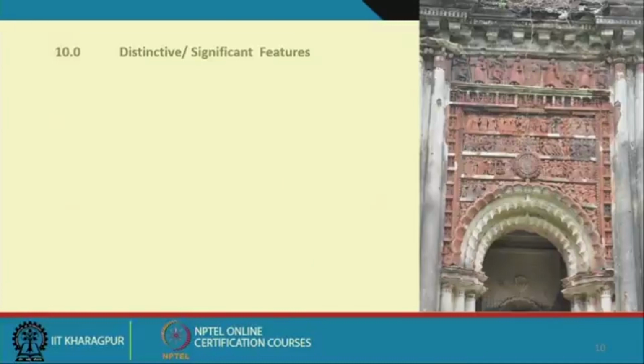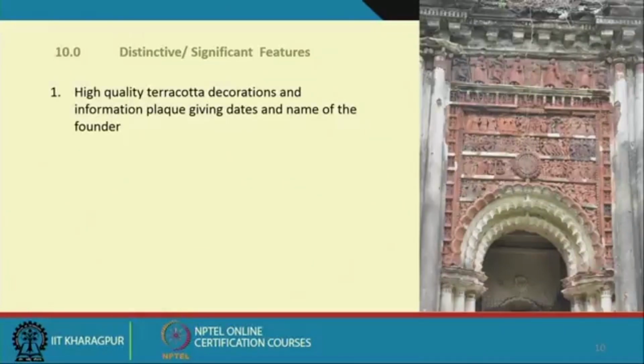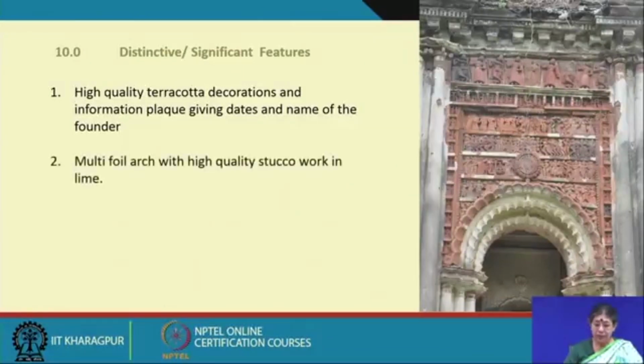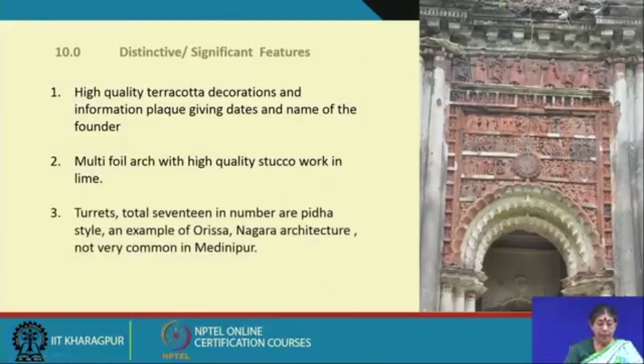Let us see what the distinct features of this can be. First and foremost is the high quality terracotta decoration and the information plaque giving the dates and the name of the founder. Then the multifoil arch with high quality stucco work in lime and terracotta. As we said initially, the total 17 in number are Pira style, an example of Orissan influence of Nagara architecture, not very common in Midnapur. That is by referring to other documents. So, we have seen that it is quite uncommon.